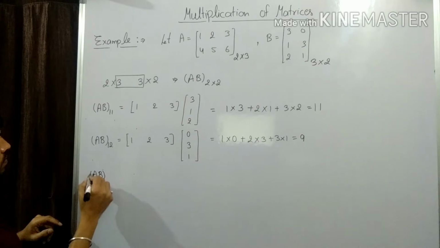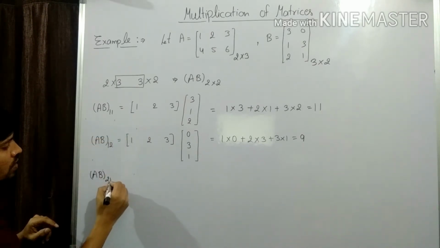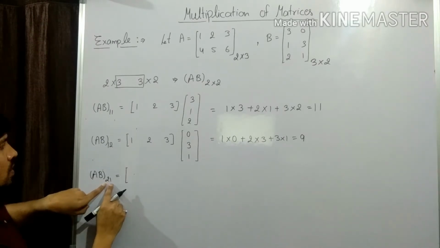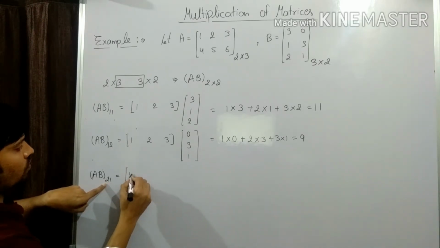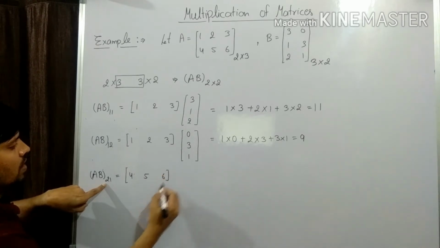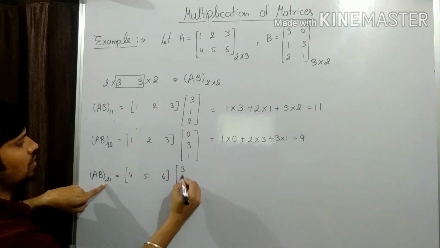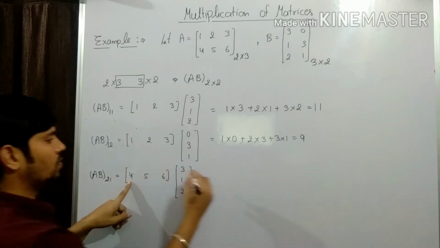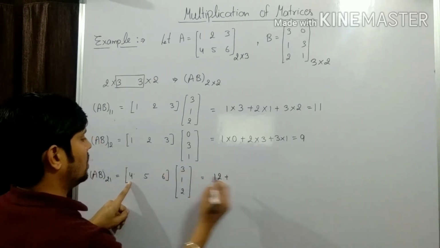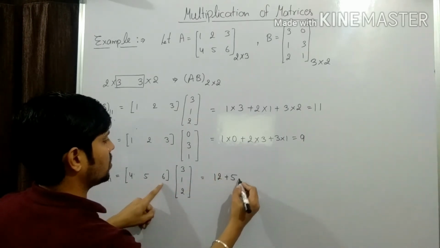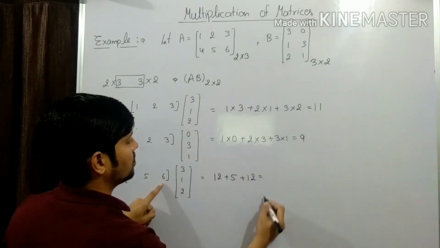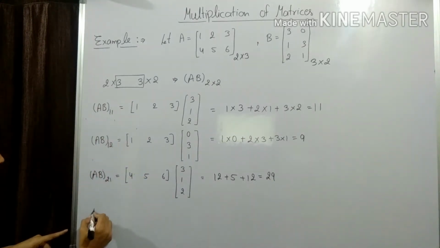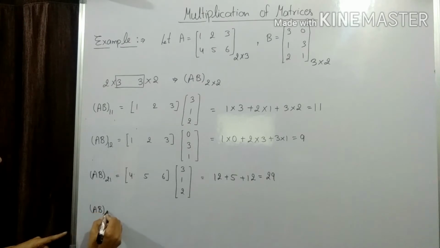Next element of the 2 cross 2 matrix, this is 2, 1. Second row, first column. The second row is 4, 5, 6, and the first column is 3, 1, 2. Same procedure. 4 3s are 12, plus 5 1s are 5, 6 2s are 12. That gives 29.